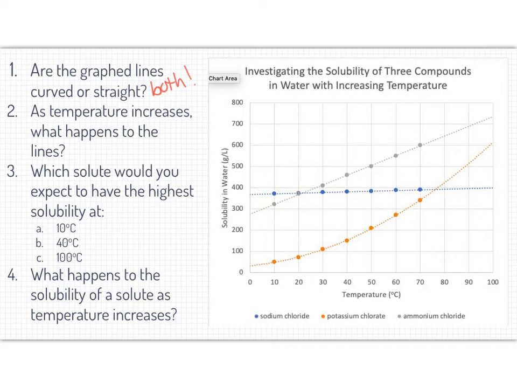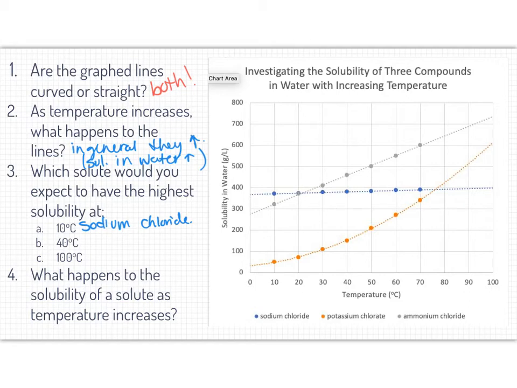So as temperature increases, what happens to the lines? In general, they increase. So solubility in water increases. Which solute would you expect to have the highest solubility at 10 degrees Celsius? So I plotted 10 degrees Celsius here. At 10 degrees Celsius, the highest line is that of sodium chloride.